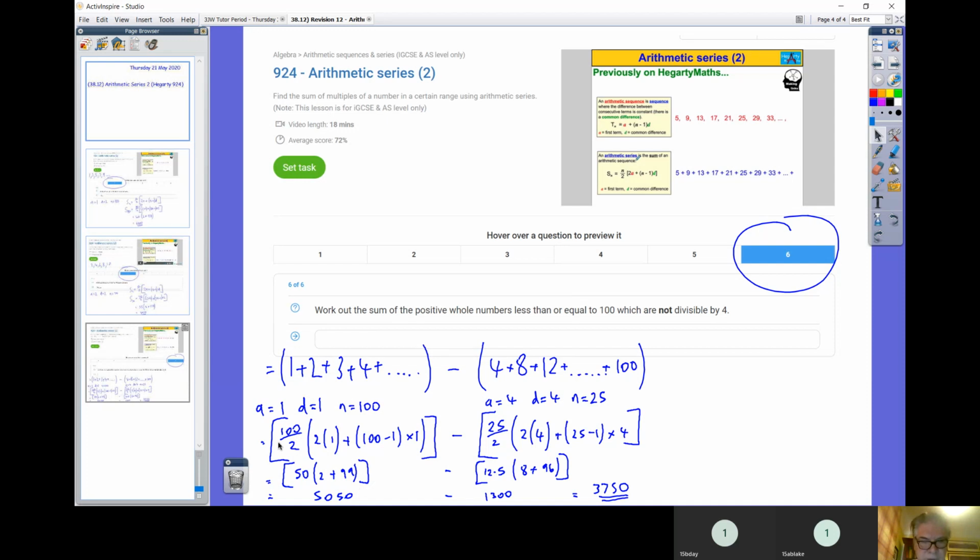So 5,050 is what you get when you add 1 plus 2 plus 3 plus 4 plus 5 all the way up to 100. Then we're taking away what you get when you add up the numbers which are divisible by 4, which is 1,300. 5,050 take away 1,300 gives us 3,750.